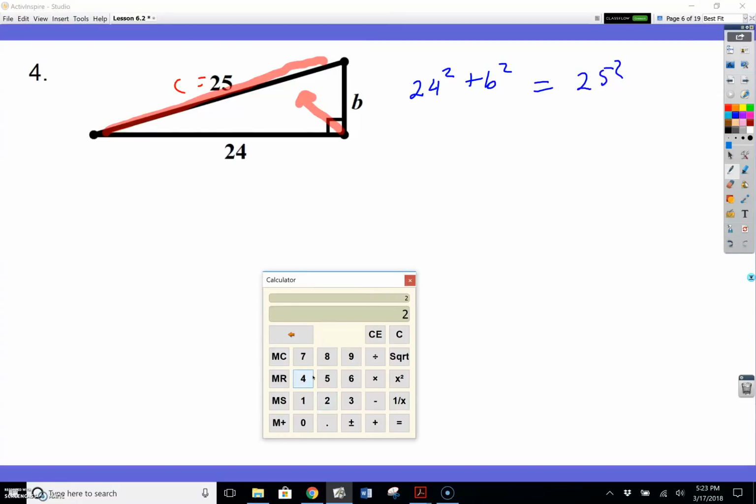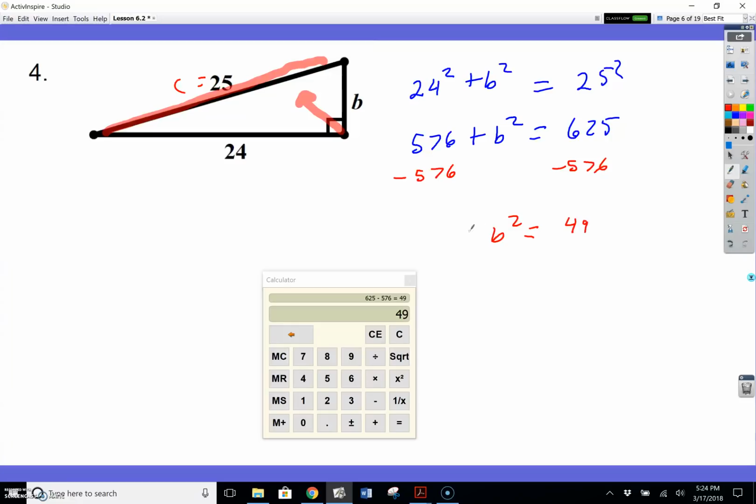So 24 to the second power is 576 plus b squared equals, let me see, 25 times 25 equals 625. So I need to get that b squared by itself, so I'm going to subtract 576 from both sides. And this is going to give me b squared equals 49.